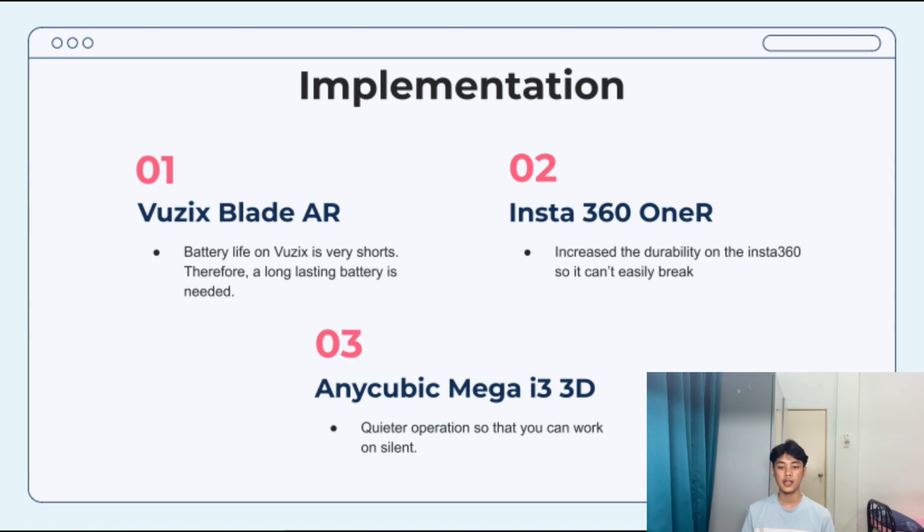So for the last one is Anycubic Mega i3 3D printer. The Anycubic Mega i3 3D printer can be quite noisy, which is annoying for users. Improving the noise level of the printer would make it more pleasant to use. So that's all for me.